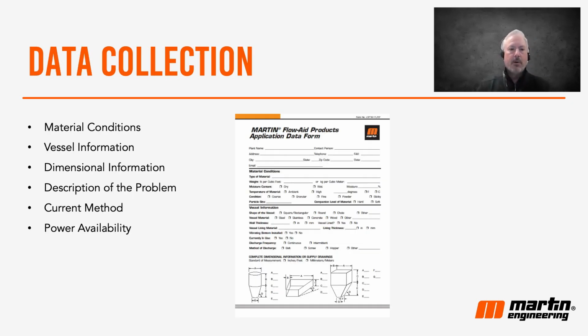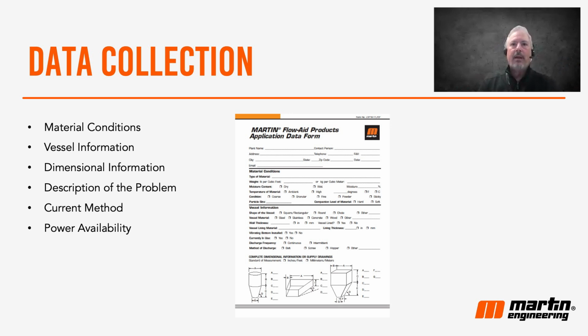For data collection, we use this FlowAid application data form that helps us gather the relevant information that we need, where we can get familiar with the material conditions, the vessel information, dimensions, a description of the problem, the current method of dealing with that issue, and the power availability. Important factors: we're looking at wall thickness, because that will determine the maximum amount of force that we can apply in any one area. Also discussed in another slide.